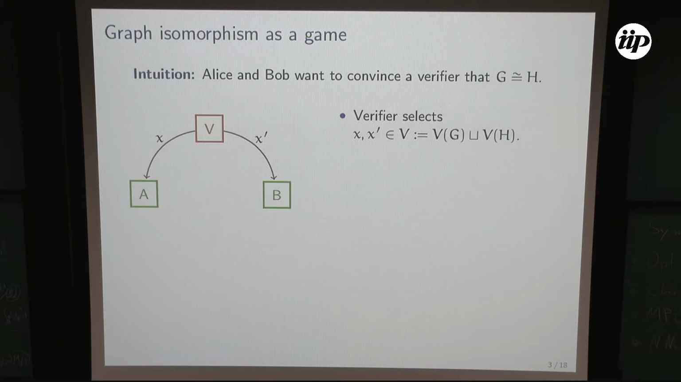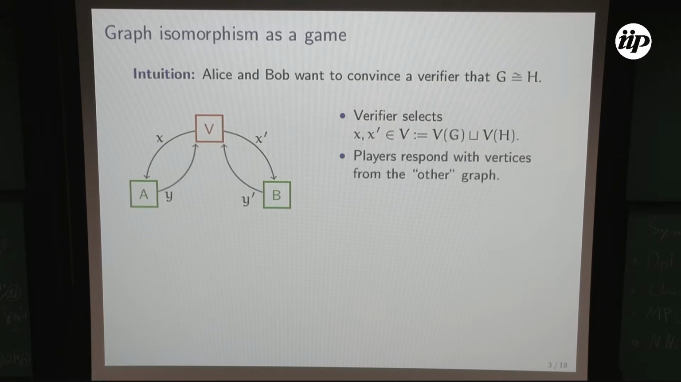I want to think of the vertex sets of the two graphs as formally disjoint, so that whenever Alice or Bob gets a vertex, they know which graph this vertex comes from. After Alice and Bob receive x and x prime, they are required to respond with vertices from the other graph. If you are a player, Alice or Bob, and you get a vertex from G, then you should respond with a vertex from H. The other way around, if you get a vertex from H, you should respond with a vertex from G. And we don't allow Alice and Bob to talk to each other.